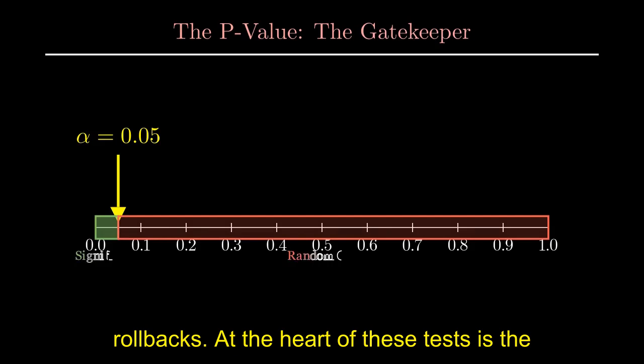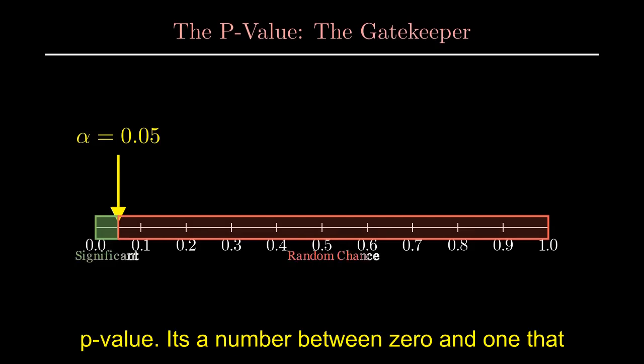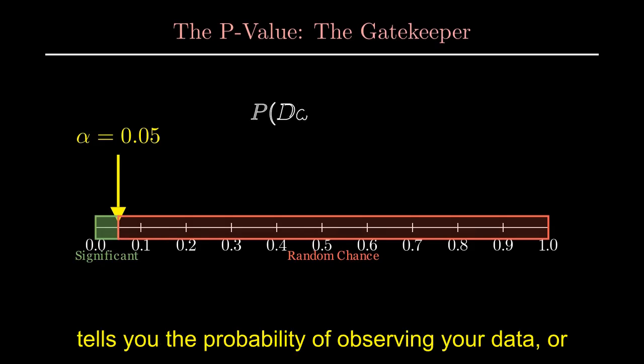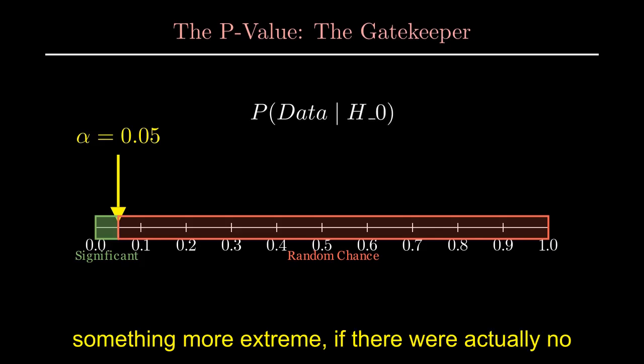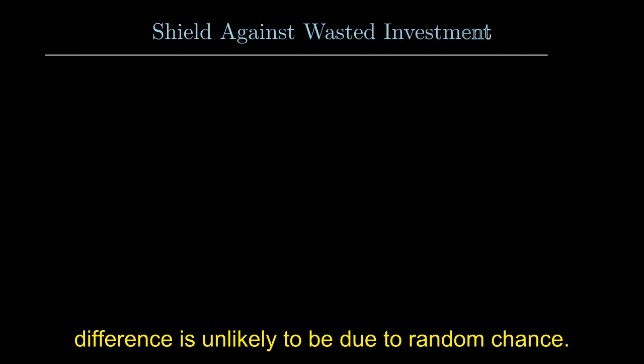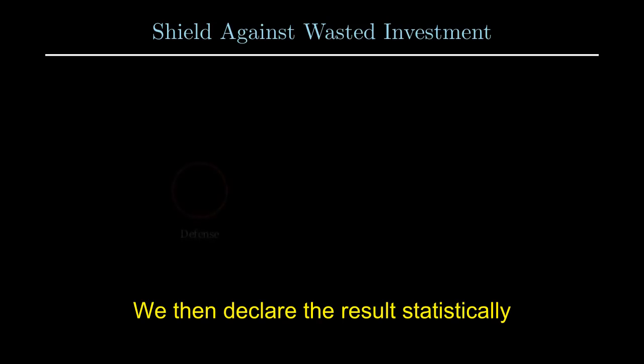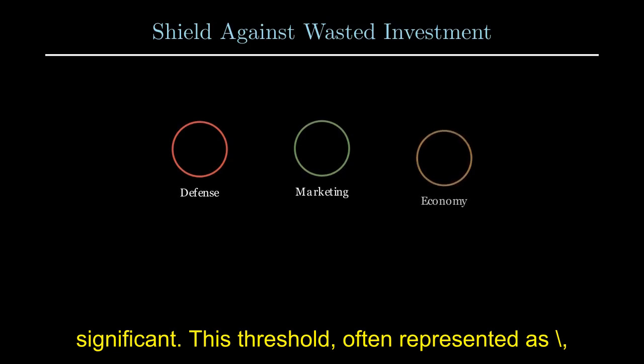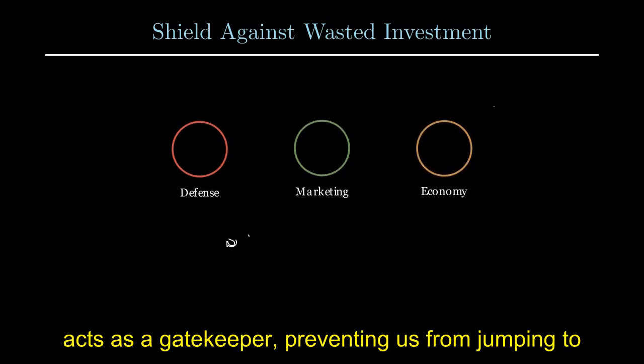At the heart of these tests is the p-value. It's a number between 0 and 1 that tells you the probability of observing your data, or something more extreme, if there were actually no true difference. If your p-value is small, typically less than 0.05, it suggests that your observed difference is unlikely to be due to random chance. We then declare the result statistically significant. This threshold, often represented as alpha, acts as a gatekeeper, preventing us from jumping to conclusions when the evidence is weak.